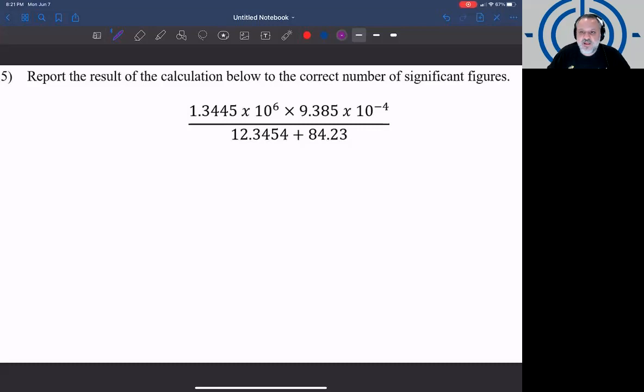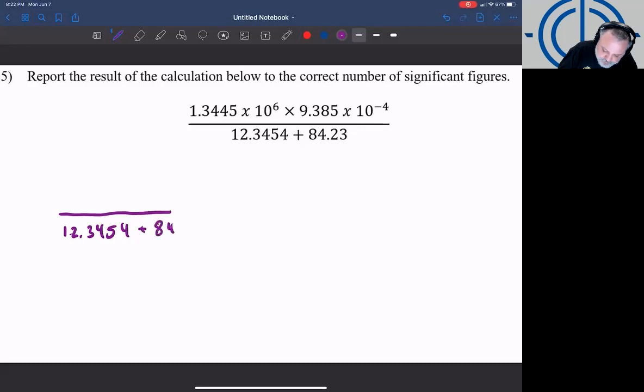So let's take a look at it. Let's do it one step at a time. We still have to follow the order of operations. I'm going to do the numerator first, just because that's convenient for me right now. If you remember, "Please Excuse My Dear Aunt Sally" says I should do the multiplication first. So I'm going to rewrite the denominator as it is.